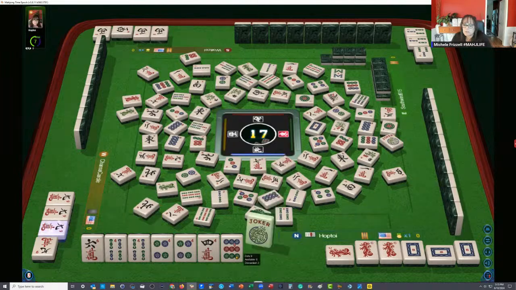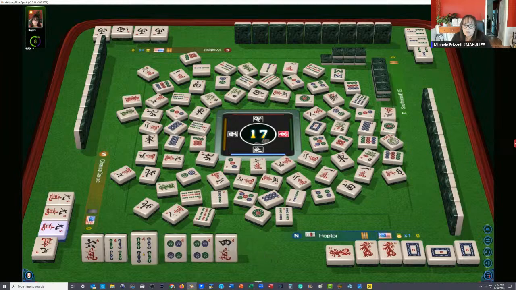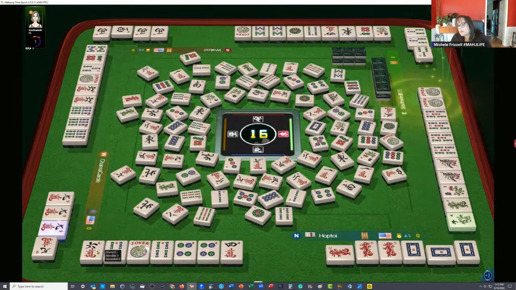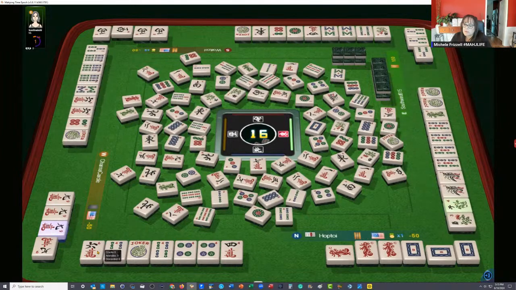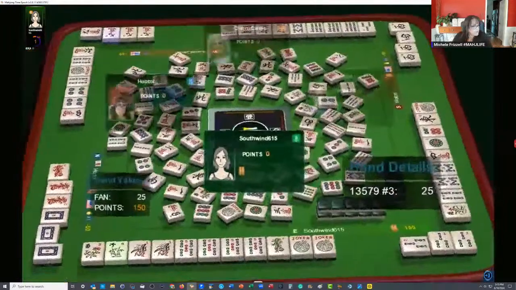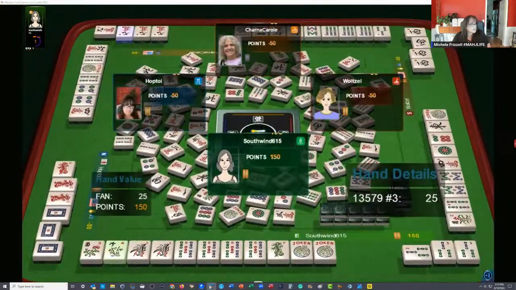This will be interesting. A joker. We got a joker. 9 dots. We're 1 away from ready now. I would love for someone to discard a 6 crack. They got to win. They are playing little odds. They needed a flower. Okay, so we have a loss.